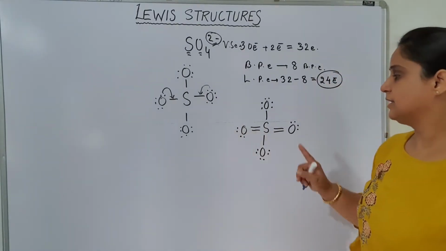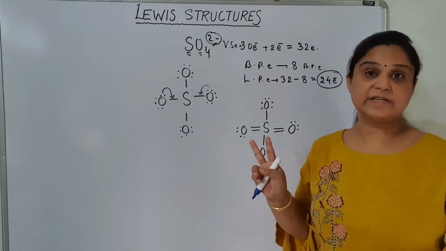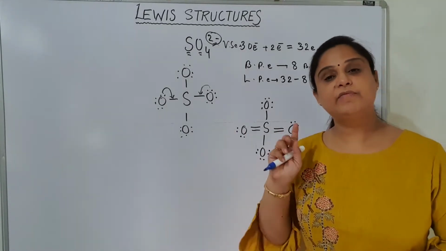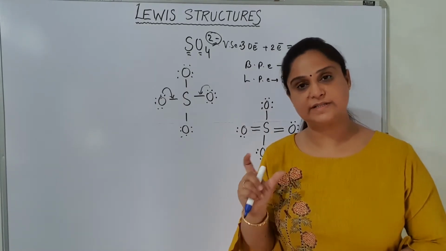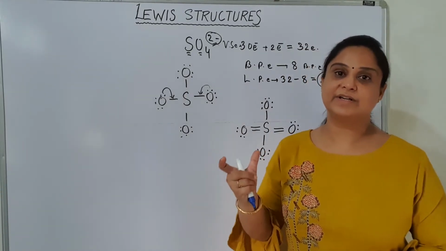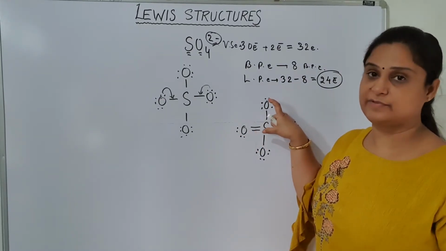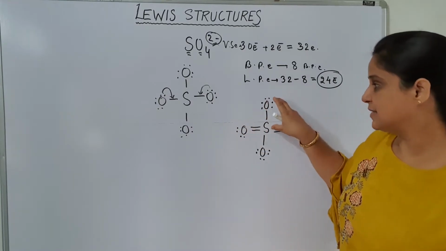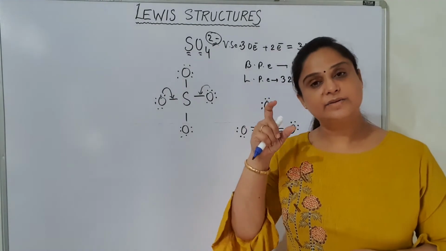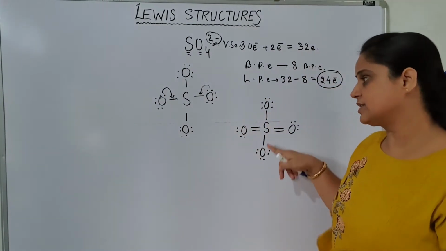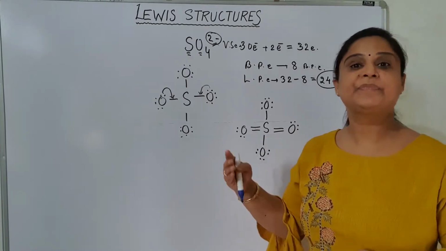Experiment shows that there is a double bond between the oxygen and sulfur. 2 bonds are double bonds. How do we know that? We have already told you that the length of a double bond and the length of a single bond are different. So if we see the length of the double bond between the oxygen and sulfur and the single bond of sulfur and oxygen, we will find that this is bigger and this is smaller. So it is found in experiments that the bond length of 2 oxygen-sulfur bonds is bigger and the bond length of 2 oxygen-sulfur bonds is smaller.